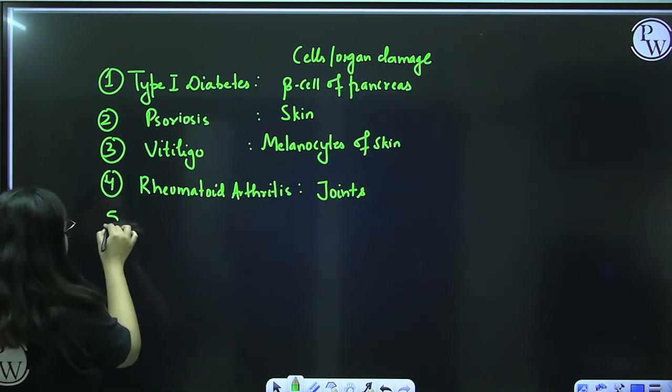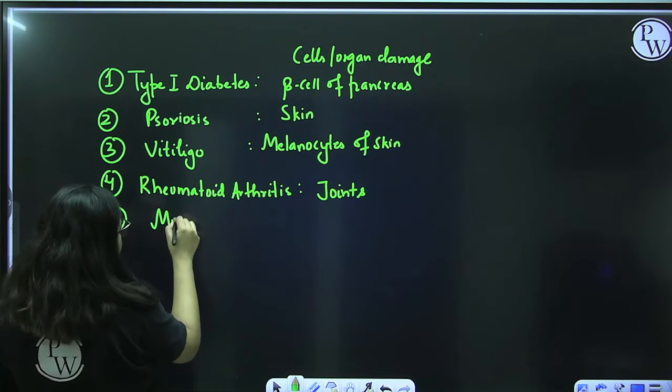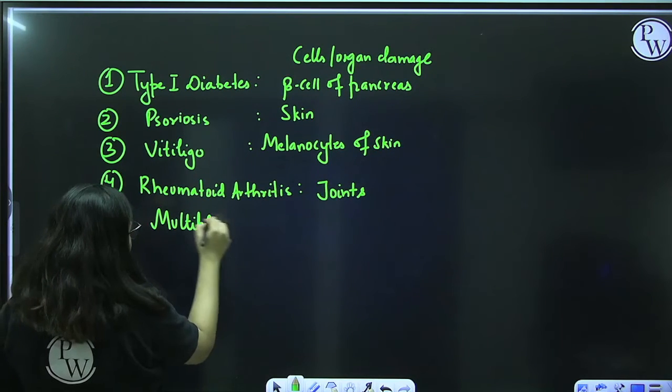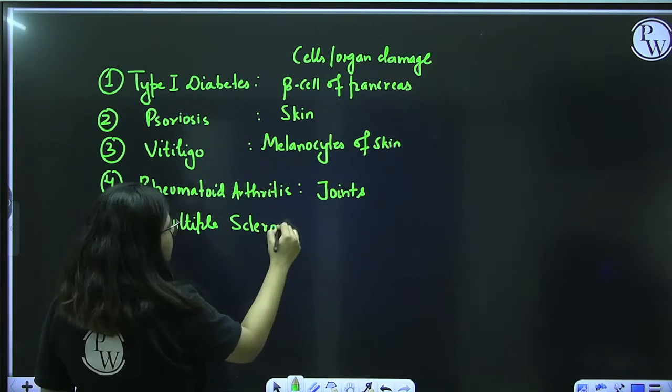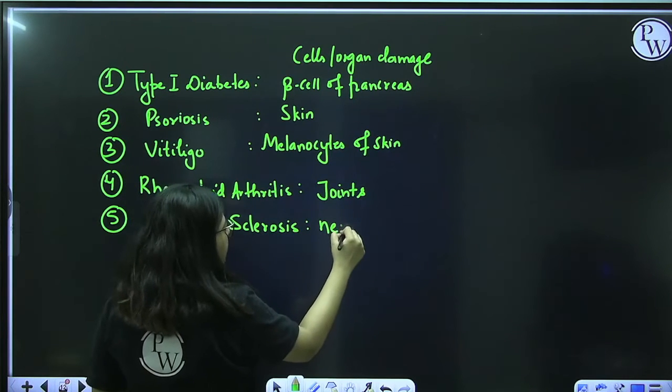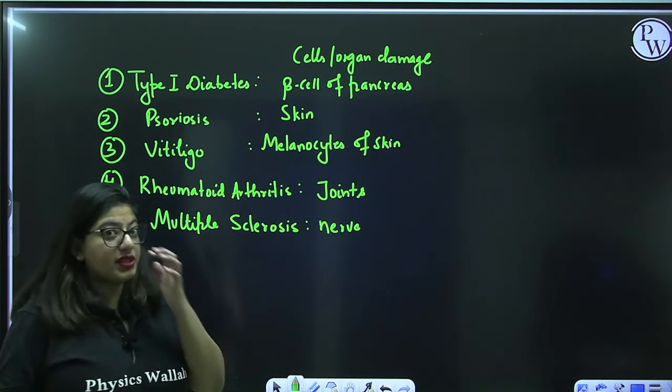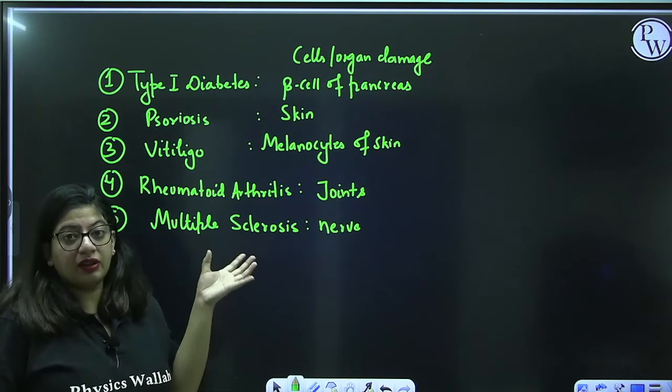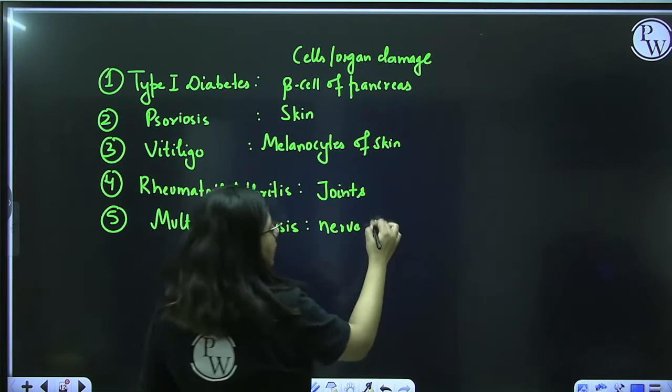Then we have another disorder which is multiple sclerosis. In multiple sclerosis, the nerve cells are destroyed, and this is dangerous. If nerve cells are destroyed, then it's very bad. What in the nerve cells is destroyed? The myelin sheath.